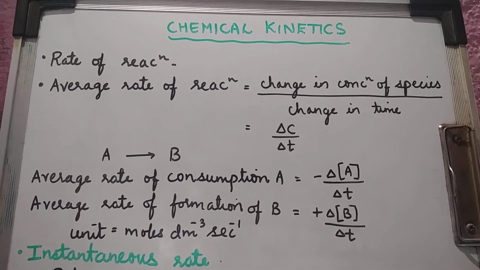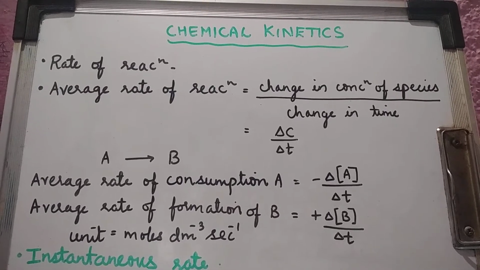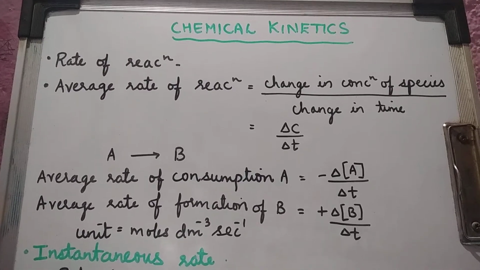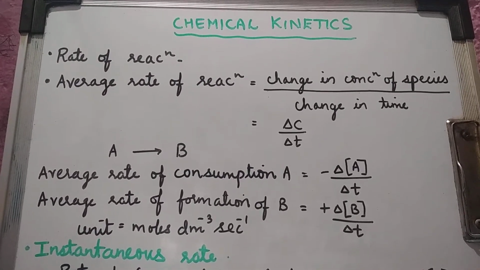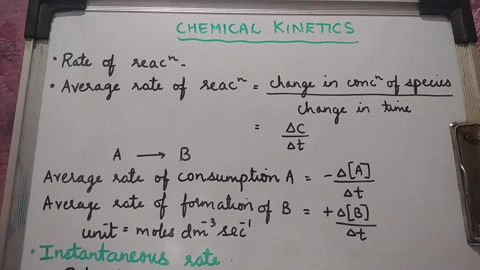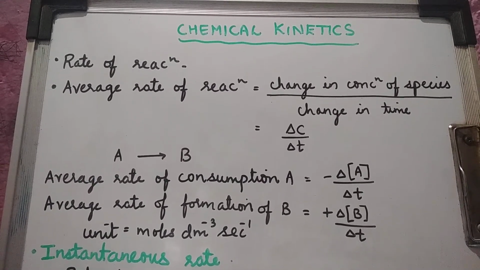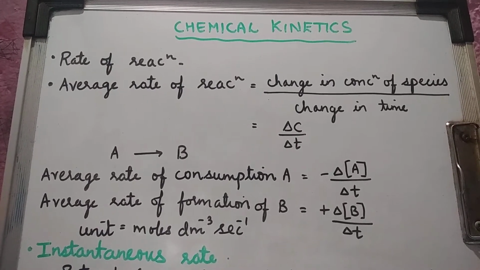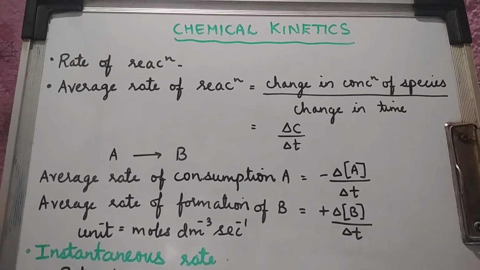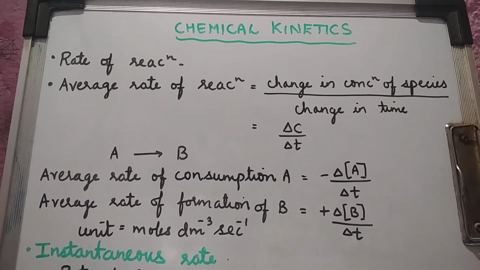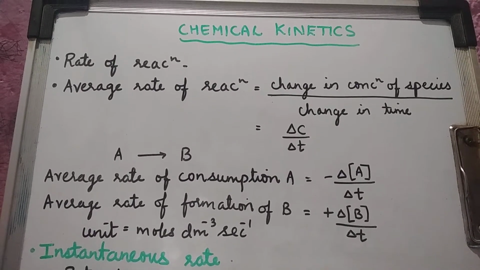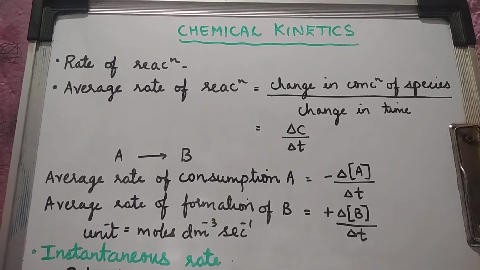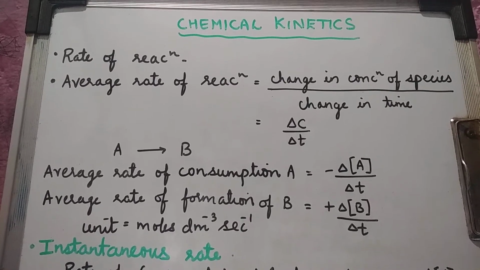We'll start with the next lesson named Chemical Kinetics. Chemical Kinetics is the branch of chemistry that deals with the study of rate of chemical reaction. That branch is called kinetics or chemical kinetics. We know that the reactions are running at different speeds. Some are very slow reactions, some are fast reactions, and some are moderate reactions. So we would study the rate of reaction in this particular chapter.